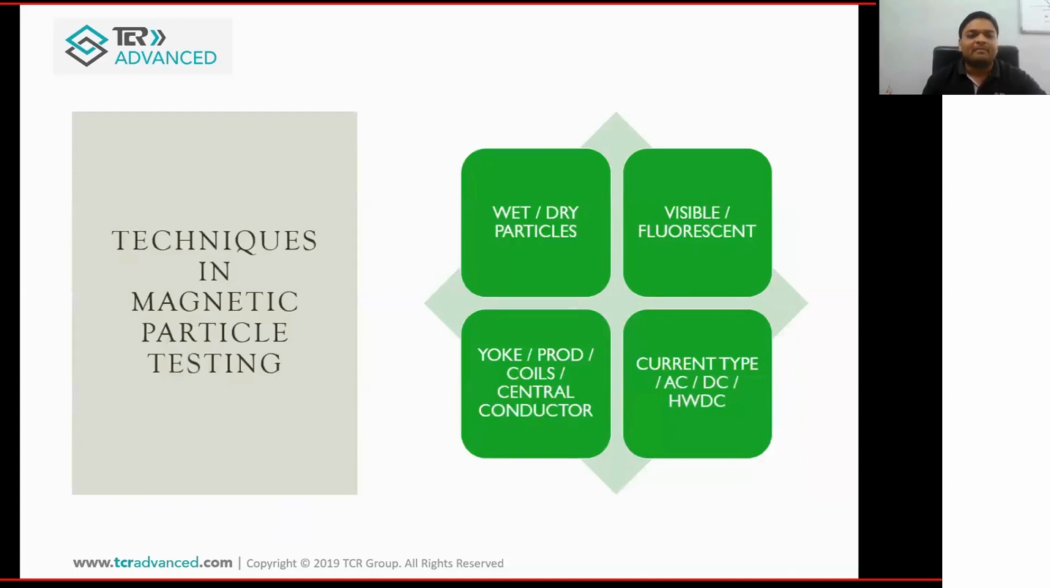Similarly, in magnetic particle testing, dry and wet particles inspection, then visible and fluorescent, there are two methods. Then the type of machines we use for magnetizing the component: yoke, prod, coils, and central conductor. Then type of current also: if we have to check the surface defect only, then we will use AC current. But if we have to inspect near-surface defects, we will use DC as well as HWDC current.